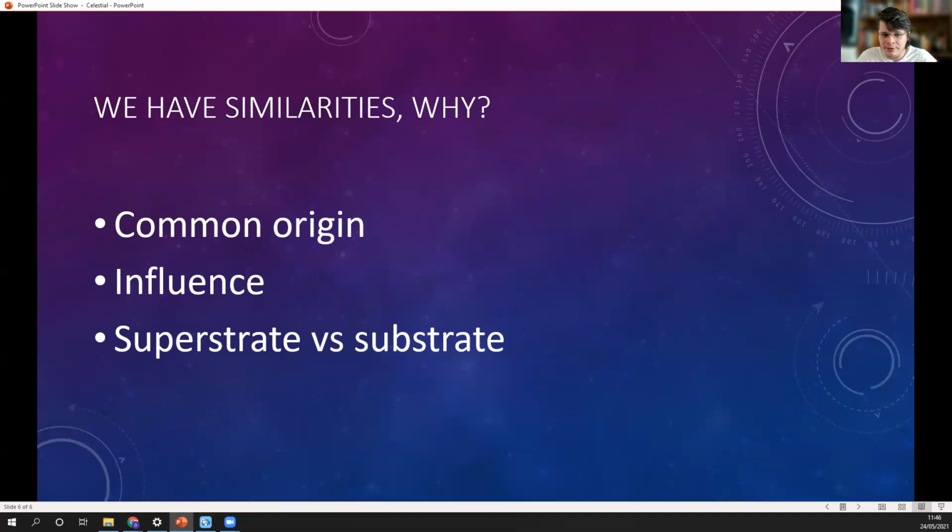So let's talk about this concept of superstrate and substrate. The superstrate language usually influences the substrate language more. The superstrate language or linguistic variety is usually the powerful language, the language that's associated with money and political influence and good jobs and so on. So in the case of the USA and Mexico, the superstrate in this case is the USA and therefore English or American English. And the substrate in this case is Mexican Spanish.